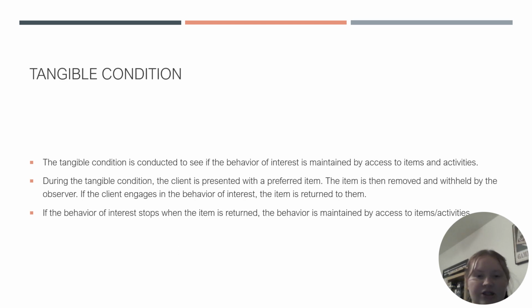In the tangible condition, we see if the behavior is maintained by access to items and/or activities. The client is presented with a preferred item, and then the item is removed and withheld by the observer. If the client engages in the behavior of interest, the item is returned to them. So if the behavior stops when the item is returned, it is maintained by access to items and activities.